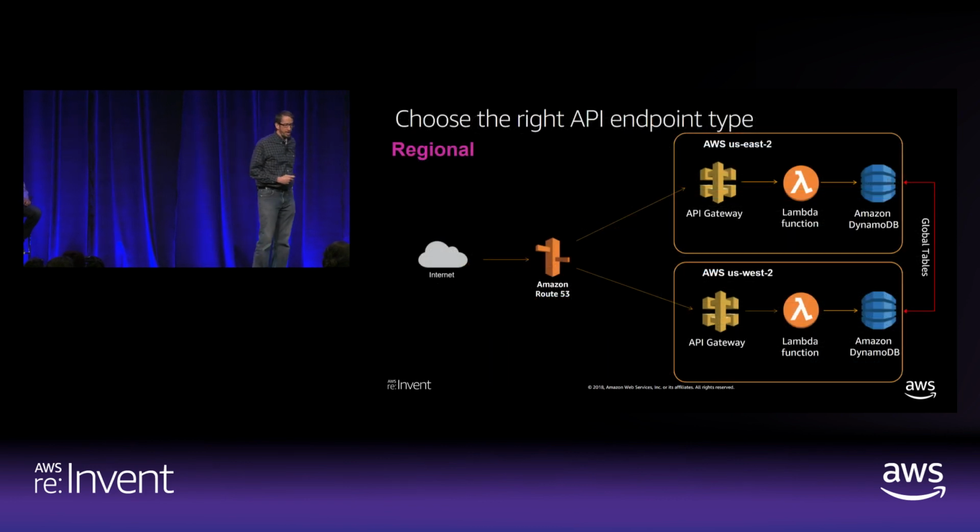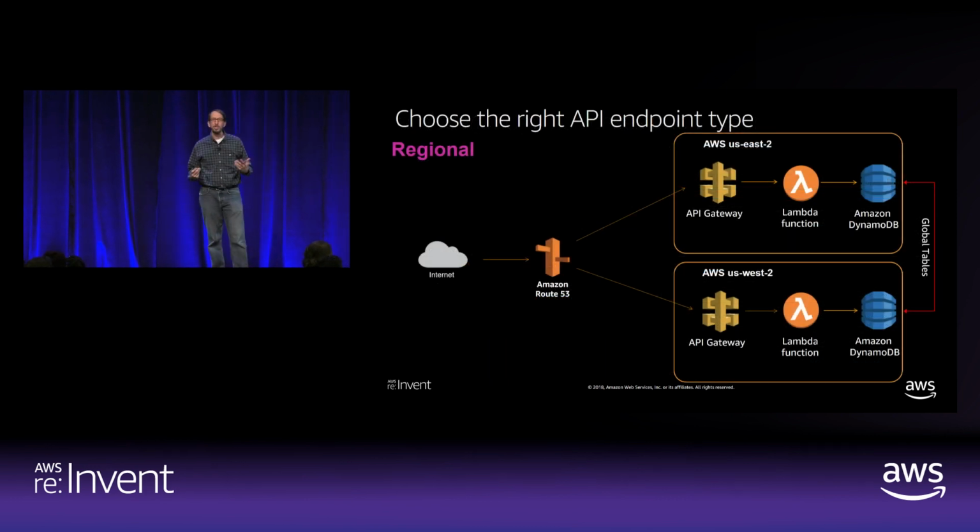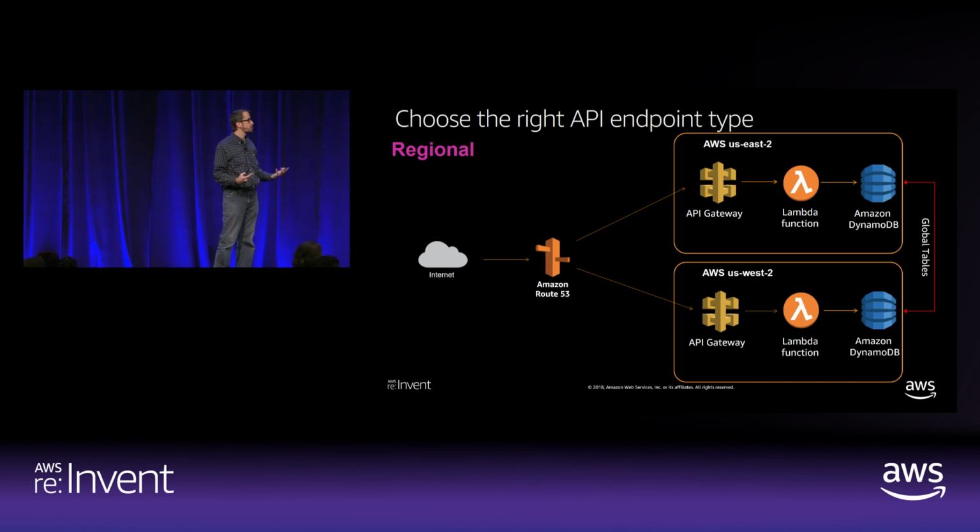The second type of API gateway API is a regional API. And we came out with this after edge-optimized APIs to help with regional failover, disaster recovery scenarios. So you build out your serverless environment according to the pattern we talked about in one region. Now you can do that in a second region, and you can share the same TLS certificate. So you can put both of those behind the same host name that's maybe managed and routed through Route 53, as you see in this example.